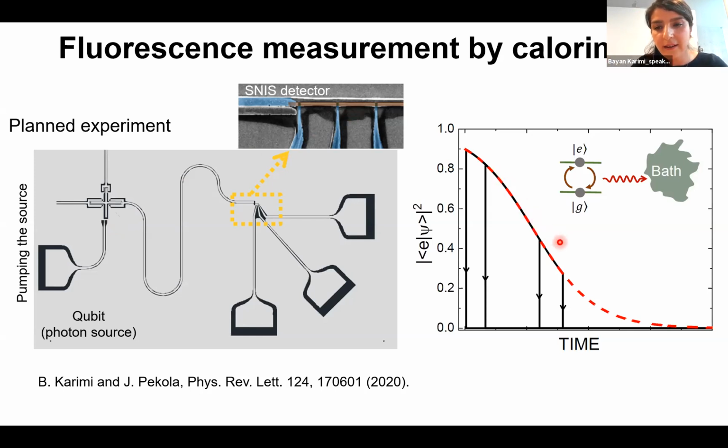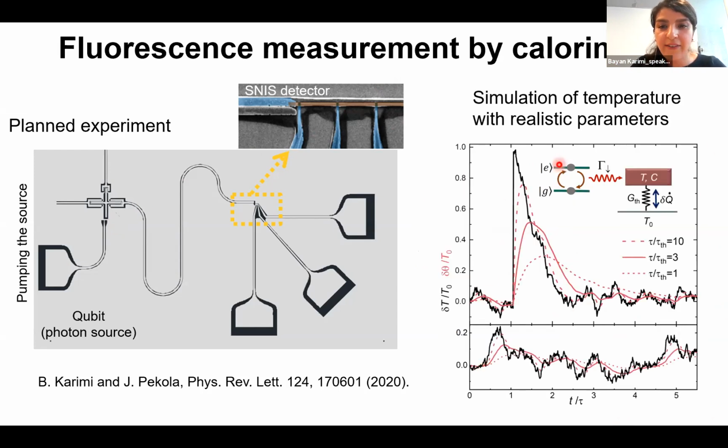this red dashed line here. If nothing happens, which is unusual, it will anyway relax to the bath, and every now and then, at a random time, we will see some jump. When each jump happens, this is the response from the detector that we will be able to see.